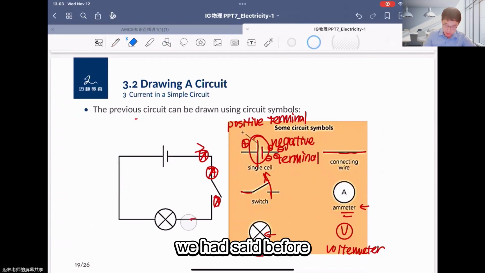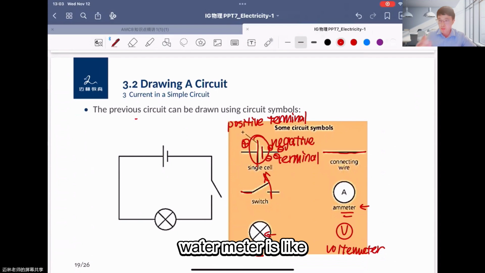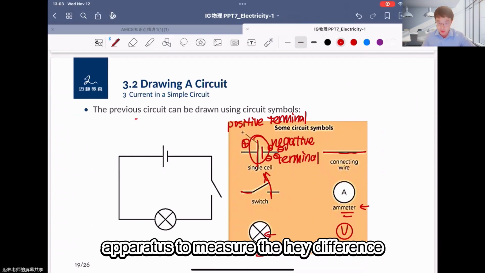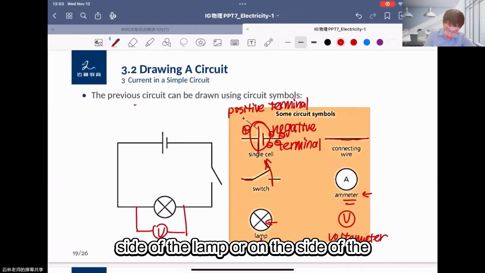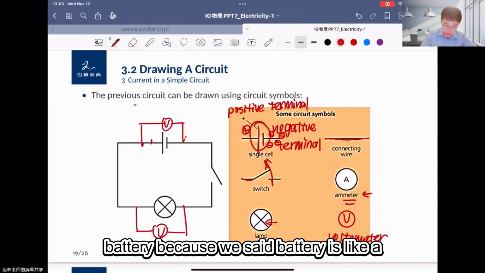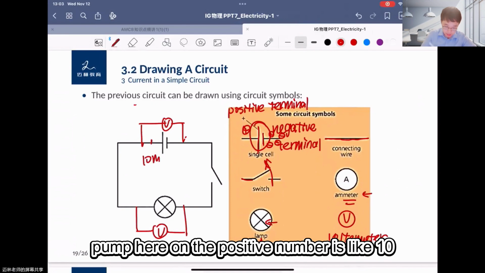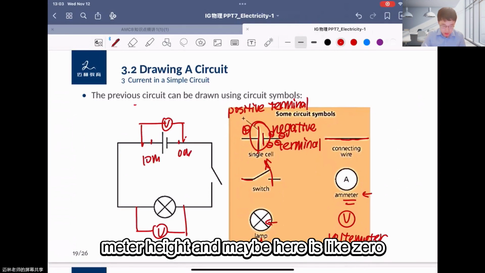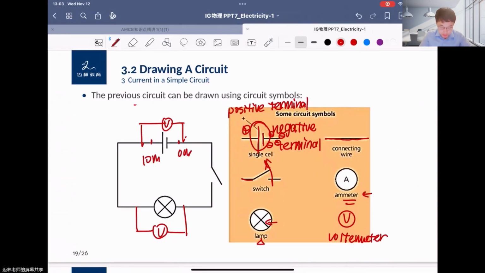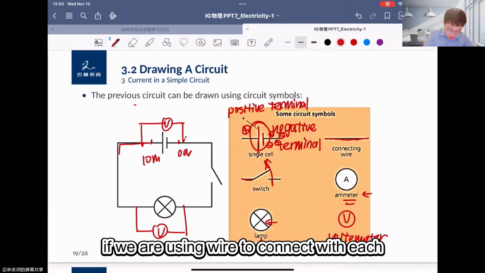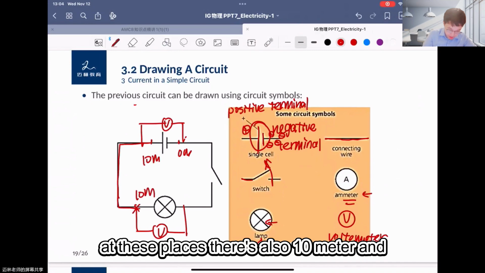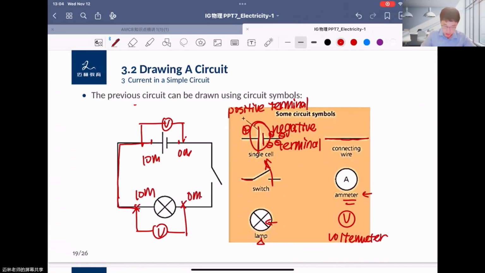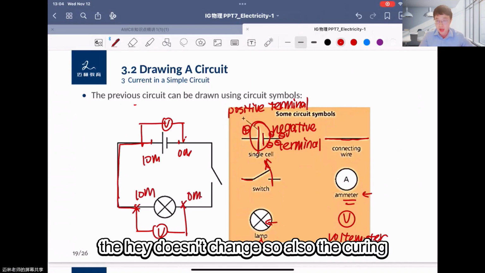But for the voltmeter, we have said before, it is an apparatus to measure the height difference. So here you have to put it on the side of the lamp or on the side of the battery, because we said the battery is like a pump. The positive terminal is like 10-meter height, and here is like 0-meter height. If we use wire to connect them, at these places there's also 10 meters, and at this place also 0 meters. So the height doesn't change.